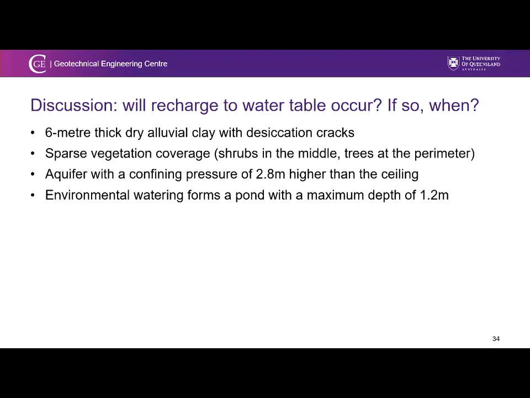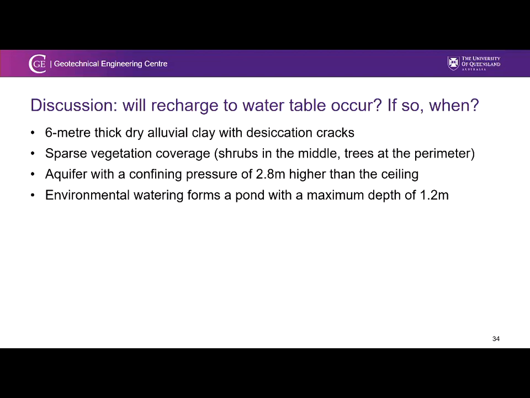Now, all the evidence is here. Will recharge to the water table occur? If so, when? Number one, so that's the evidence. 6 meters of clay. Let's put everybody on the same page, okay? 6 meters of clay, I put clay here. And dry. And the last wetting was 5 years ago, so it's bone dry condition.